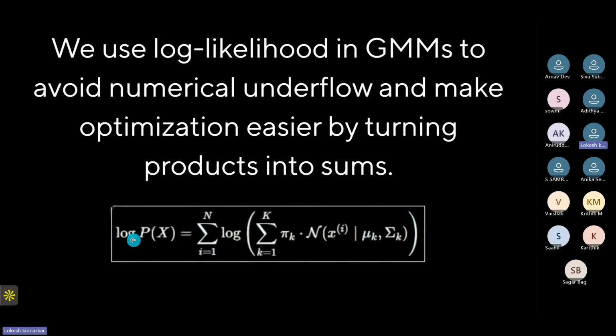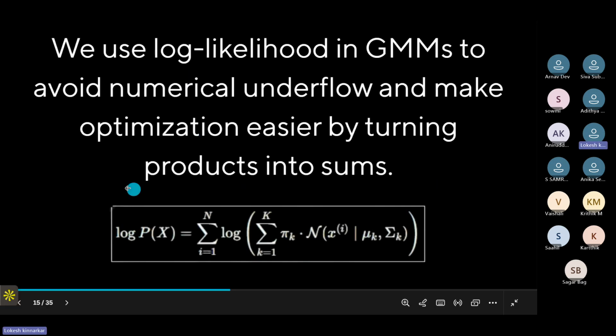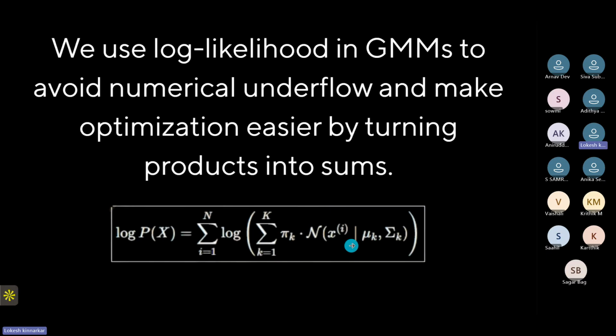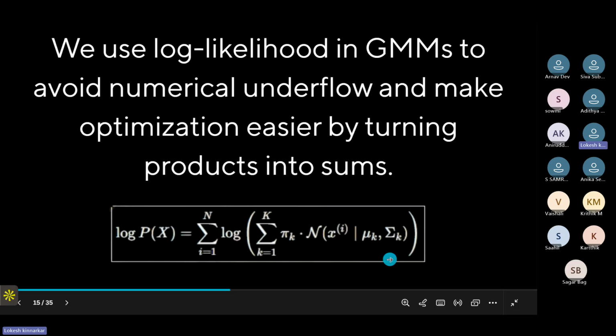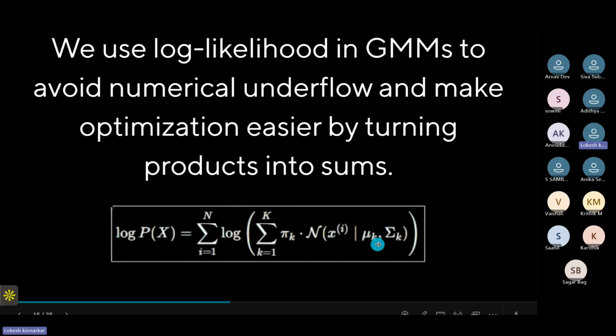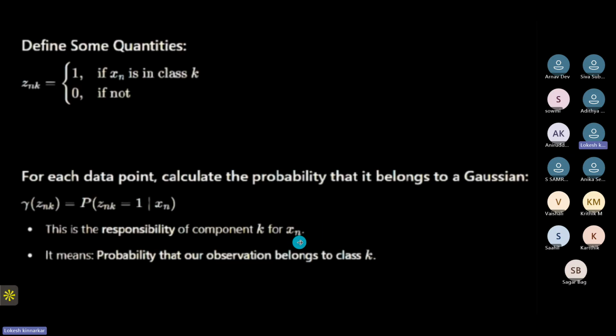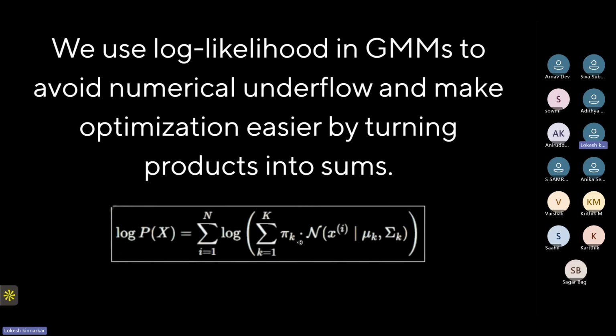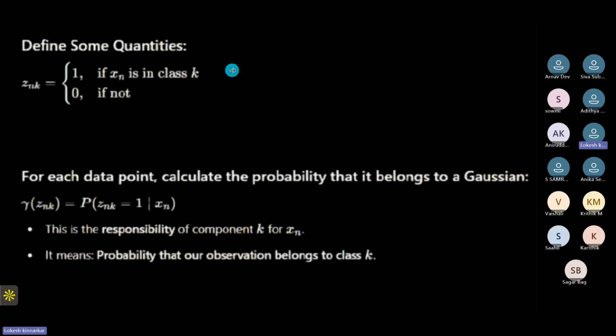So as I said, we have to maximize this particular quantity. Now, how do we maximize this quantity? We use the model parameters, that is the mu k, sigma k, and the pi k. We take derivatives with respect to mu k, sigma k, and pi k and equate it to zero. By equating it to zero, we find the best possible values of mu k, sigma k, and pi k. So to compute those derivatives, we have to define certain quantities.